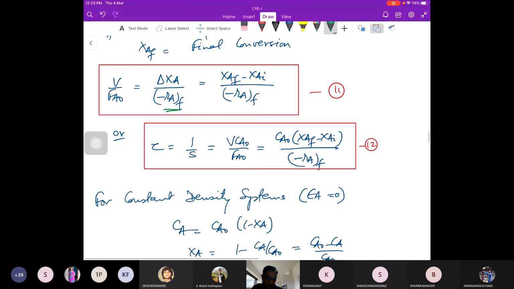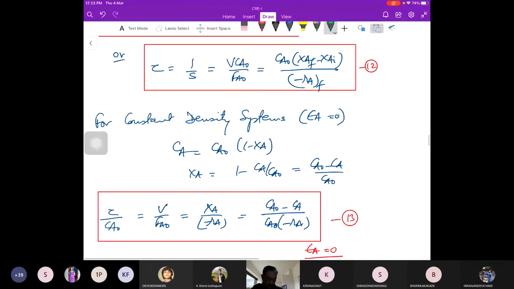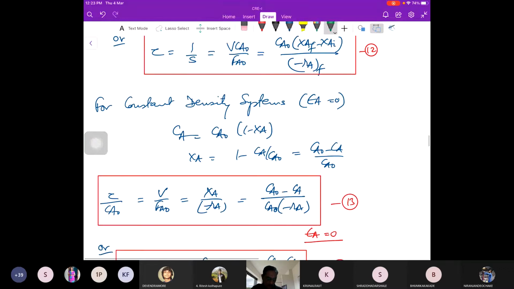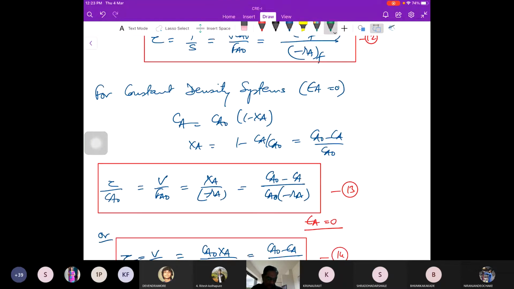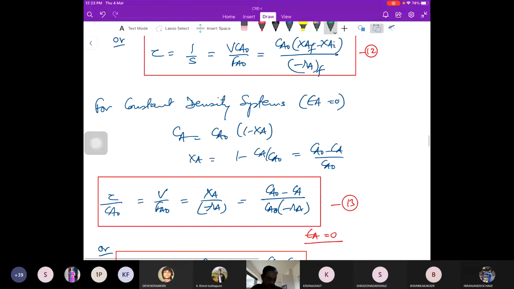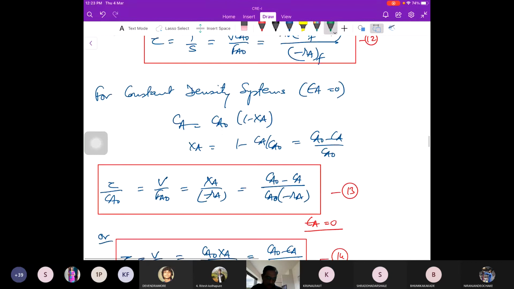Okay, so for constant density systems, you can write CA equal to CA0 times 1 minus XA, or XA equal to CA0 minus CA upon CA0. You can write in terms of CA also, tau upon CA0 is equal to V upon FA0, XA upon minus RA, or CA0 minus C upon C0 minus RA. So you can write in terms of conversion or you can write in terms of concentrations. Now this is for epsilon A equal to 0, because we have taken this equation of CA.